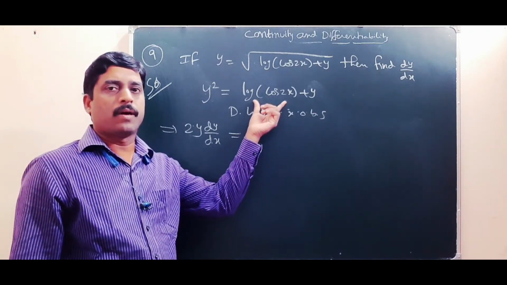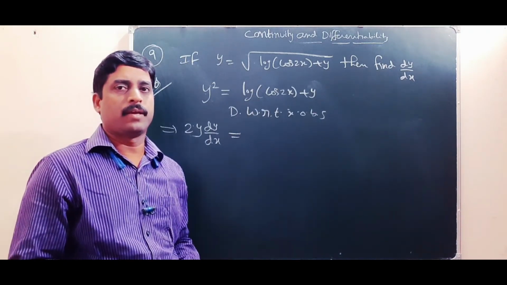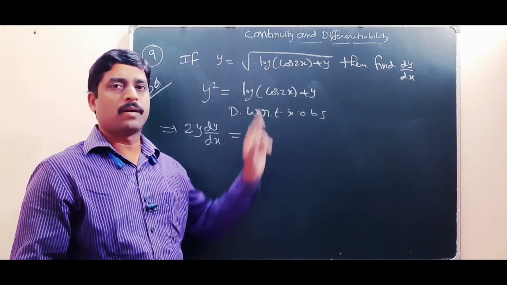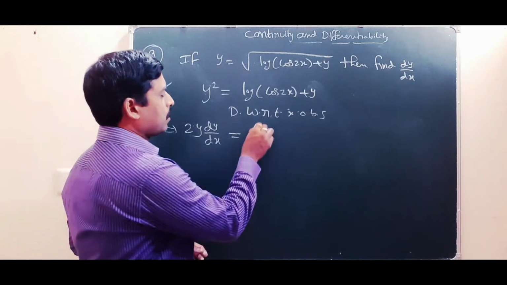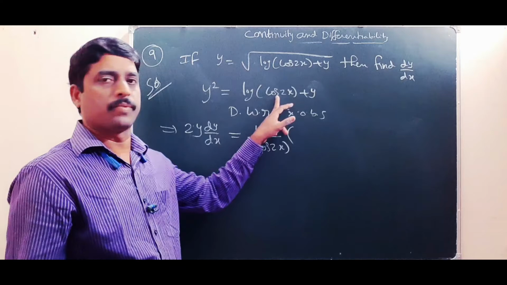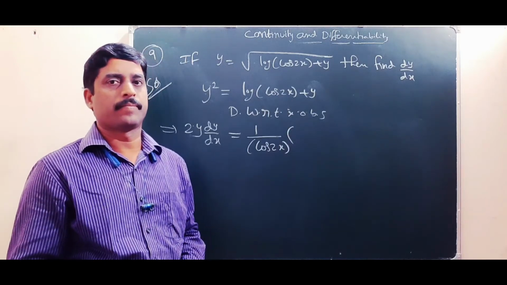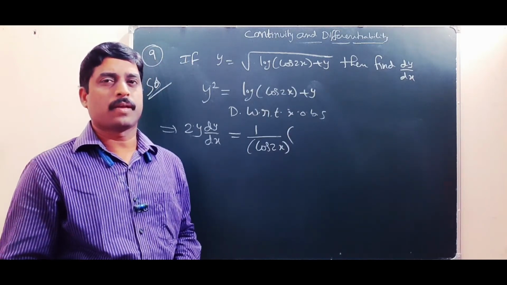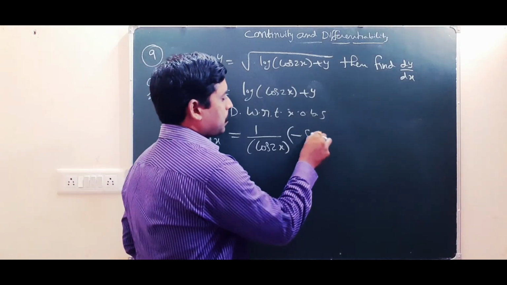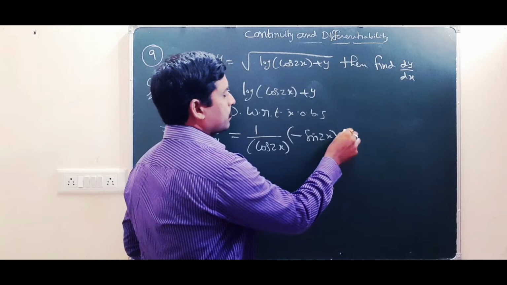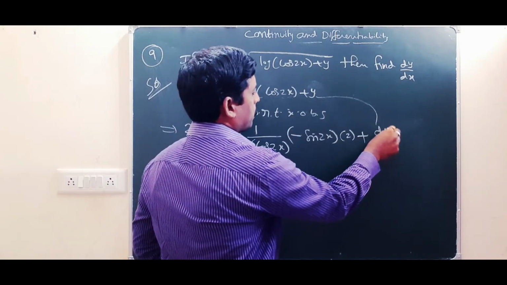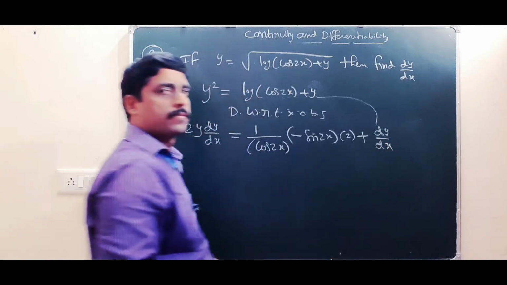Equal to the differentiation of log of cos 2x. We have differentiation of log x is 1 by x. So differentiation of log of cos 2x is 1 by cos 2x into differentiation of cos 2x by using chain rule. Differentiation of cos 2x, what we get? Minus sin 2x into differentiation of 2x, which is 2. Differentiation of y, we get dy by dx.